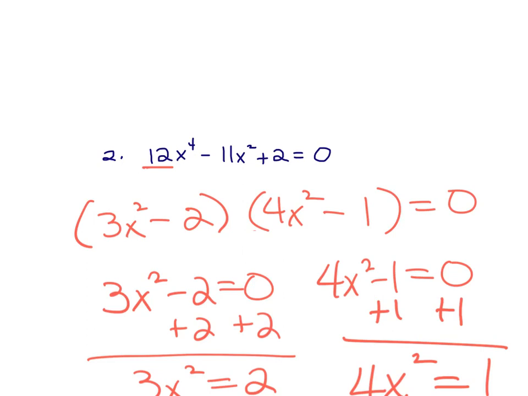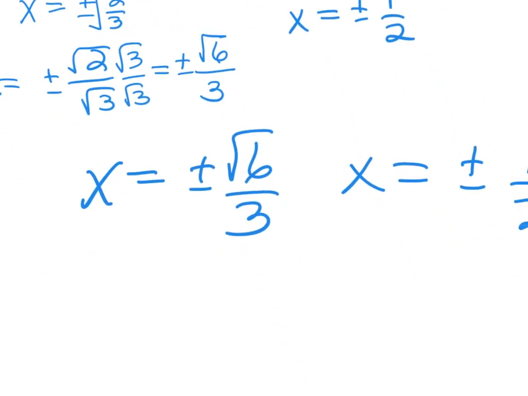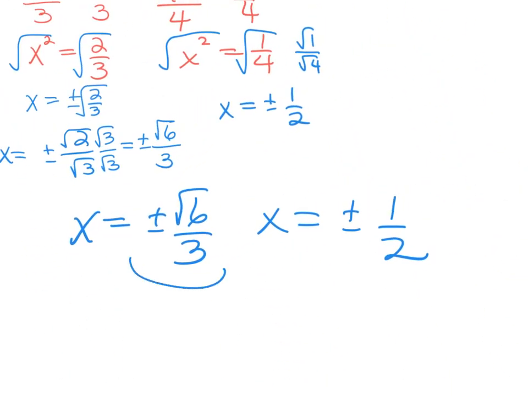Now, a clue here, when it's a polynomial, see this exponent of 4? This tells me how many answers or how many solutions I should be getting. So it's got an exponent of 4, so I should be getting 4 solutions when I'm all done. Notice what I got. I got 4 answers. I got positive and negative square root 6 over 3 and positive and negative 1/2. 4 answers. So again, if it's a polynomial, you don't need to check.